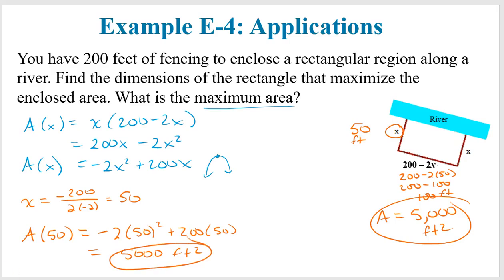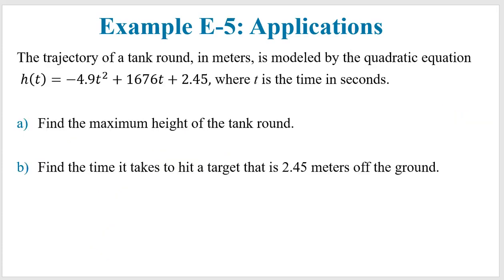So hopefully that clears up these area problems. You can also use quadratics for trajectories for targets, so rocketry, anything like that. In this one, I used a tank round. The trajectory of a tank round can be modeled by this quadratic equation. Notice it's in meters, very important, and t is time in seconds. So make sure that you're paying attention to the labels as well.